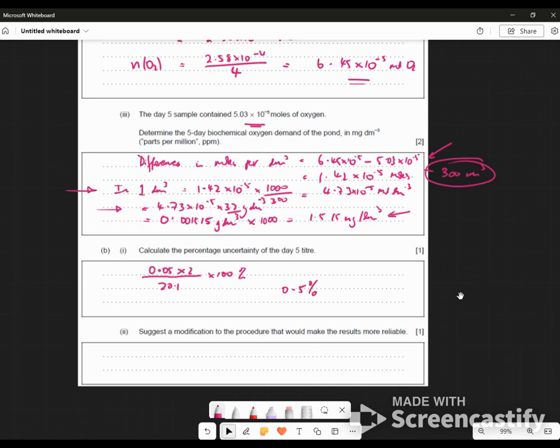They're pretty straightforward. Suggest a modification to the procedure that would make the results more reliable. To make more reliable results, we use repetition and average. Okay, that's always a good, steady way of doing it. All right, let me pause the video there for a second.